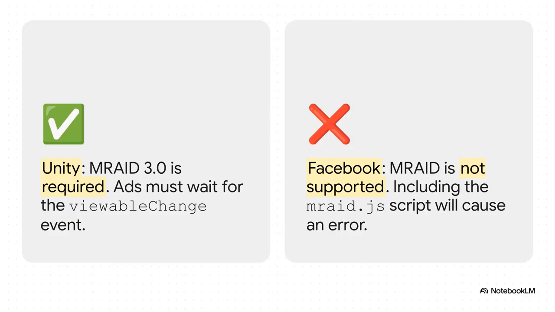And here is a perfect and kind of frustrating example of that conflict. MRAID. It's supposed to be the industry standard for rich media ads. But get this. Unity absolutely requires you to use it. Your ad literally has to wait for a specific MRAID signal before it can even start. And Facebook? They don't just ignore MRAID, they will actively reject your ad if that MRAID script is even present. They are, on this point, 100% incompatible.